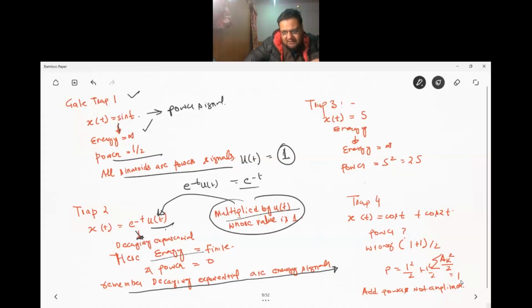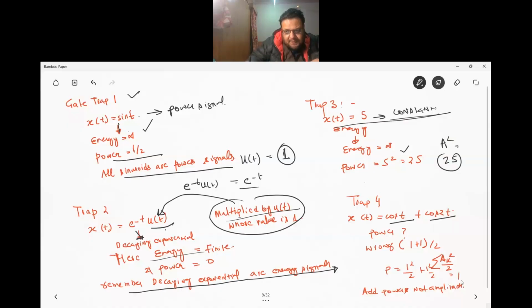The trap 3 is they have just given a constant DC signal. A constant DC signal is again a power signal, which I've already mentioned. So for a DC signal, the power is just the value squared. If they ask you to calculate its power, it would be 25.